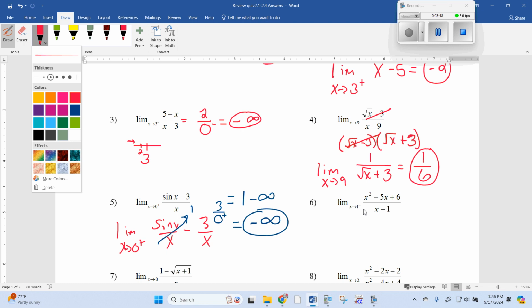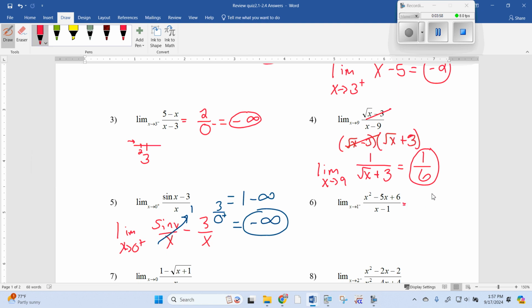Here the limit as x approaches 1 of (x squared minus 5x plus 6) over (x minus 1). If I substitute 1 in, the top goes to 2, the bottom goes to 0. But I am approaching from the left, so I am putting a number in less than 1. A number less than 1, minus 1, gives me a -0. So this goes to -infinity.